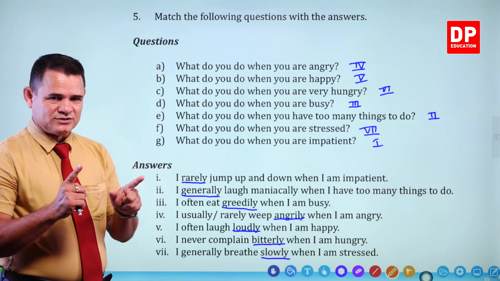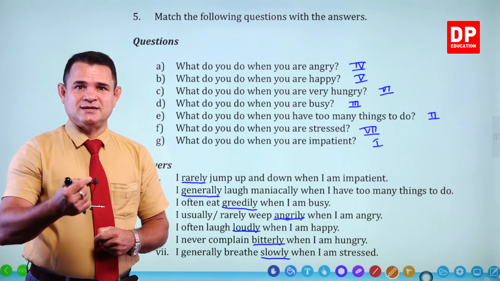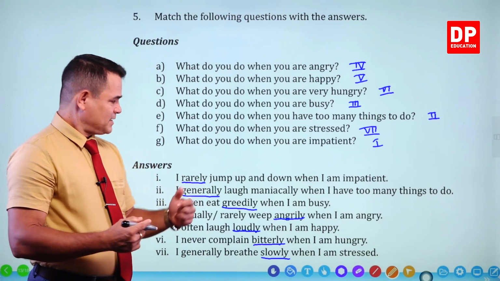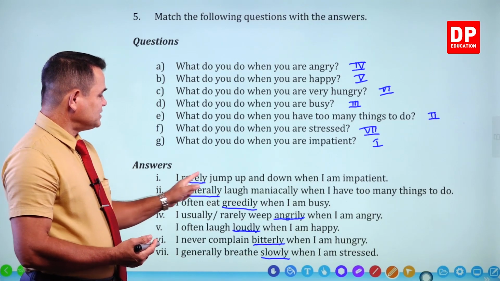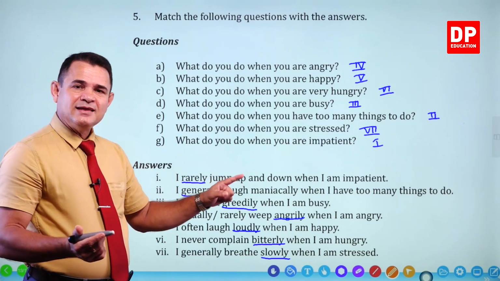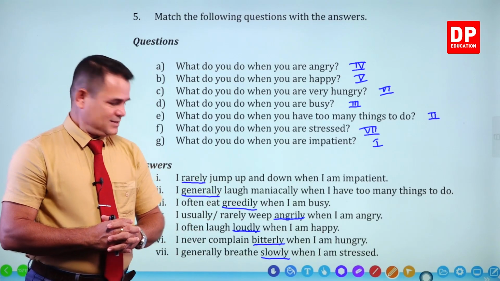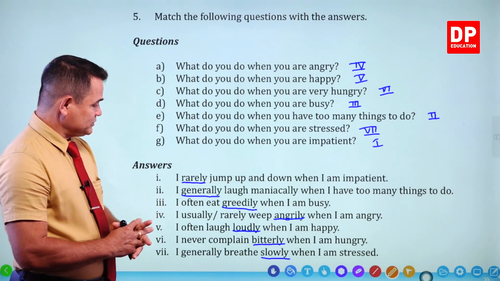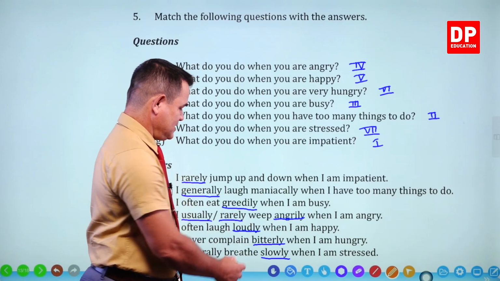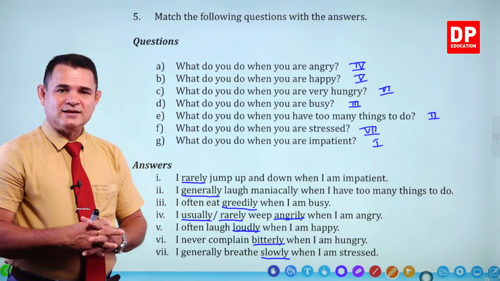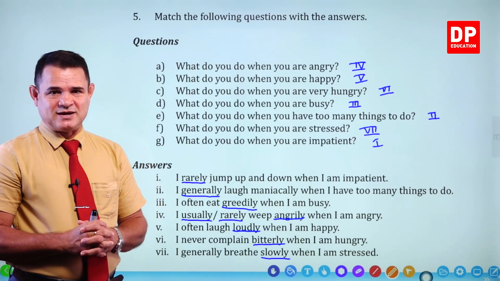You have to pay your attention. Then when you write or speak, follow this method. Right? I jump up and down rarely. No, the correct way, I rarely jump up and down. Here, usually is also, and rarely, angrily. So look at these adverbs and their uses, and study them and keep them in your mind.